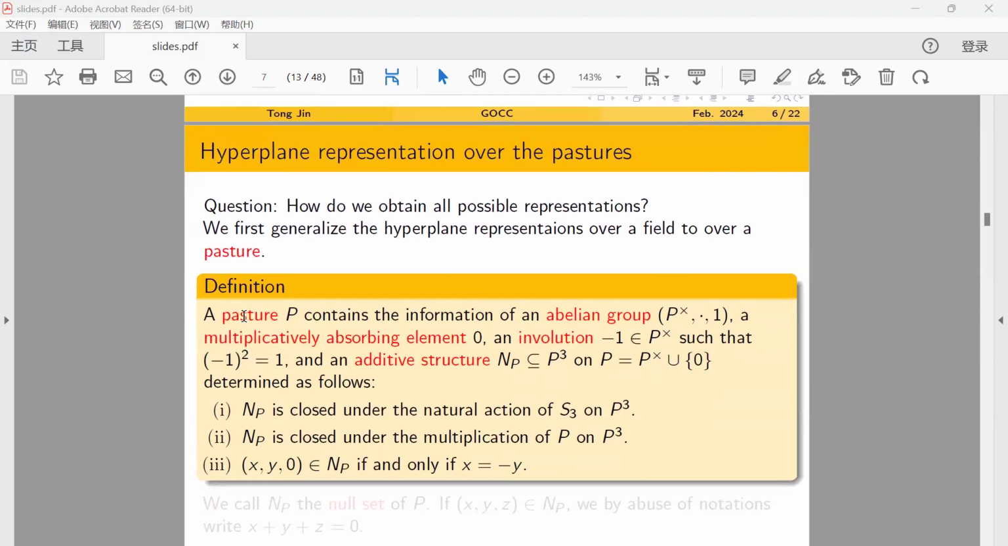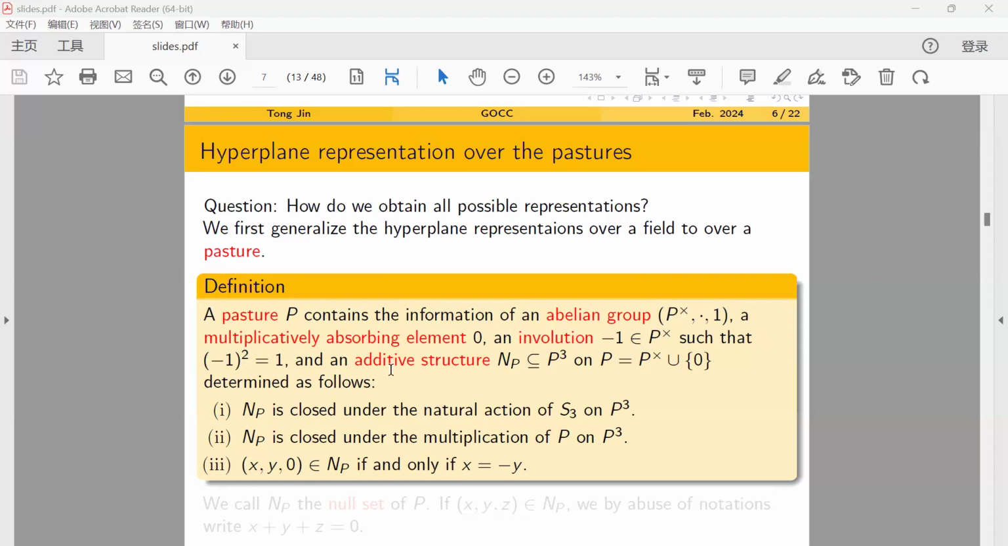So a pasture P consists of the following information. First of all, the unit group is a multiplicatively written abelian group, P star, with multiplication and some neutral element 1. And we also have an extra multiplicatively absorbing element 0, so that 0 times a is always 0 for every element a in P. And we also have an involution -1, this is also a unit, such that -1 squared is the neutral element 1.